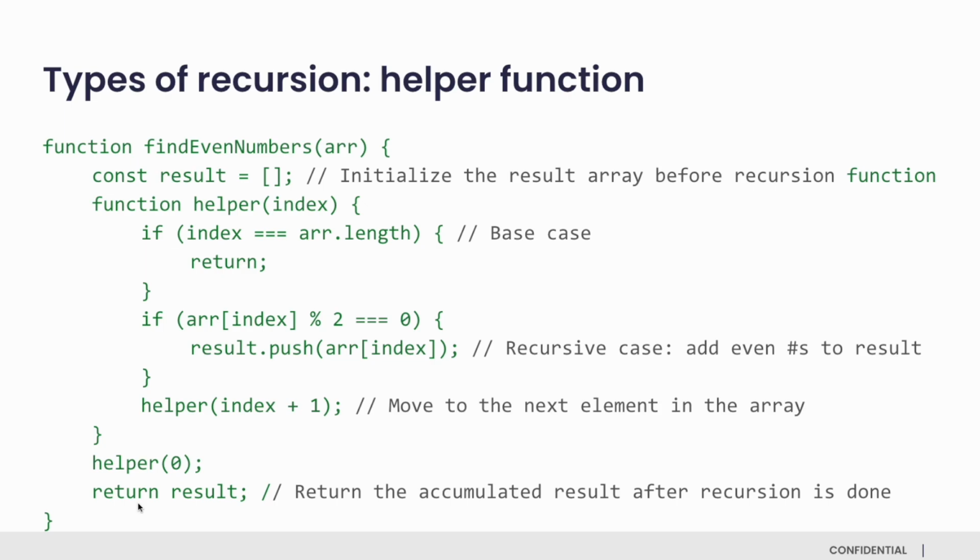And this structure is valuable because the helper function is able to use the same result array across all of these recursive calls. If we didn't have a helper function and instead passed the result as a parameter, it'd be difficult to keep track of it without accidentally resetting it on every recursive pass. This helper function preserves the state of the result array, which is outside of it, which allows us to accumulate those even numbers as we move through the array. And this is a big advantage over direct recursion, where it's harder to manage that ongoing state.